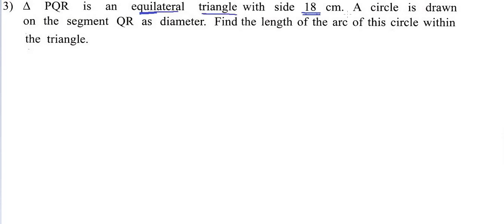Example 3. Triangle PQR is an equilateral triangle with side 18 centimeter. A circle is drawn on the segment QR as a diameter. Find the length of arc of the circle within the triangle. We will draw a proper diagram first.